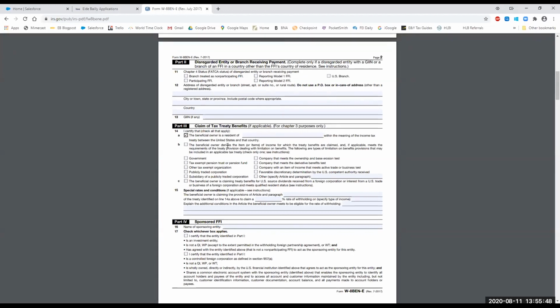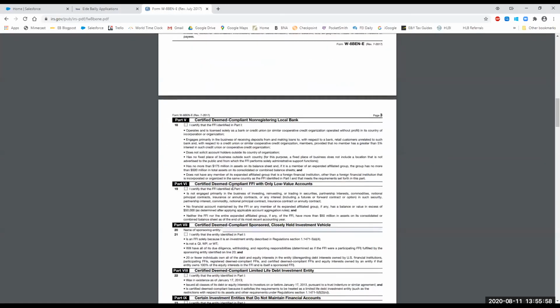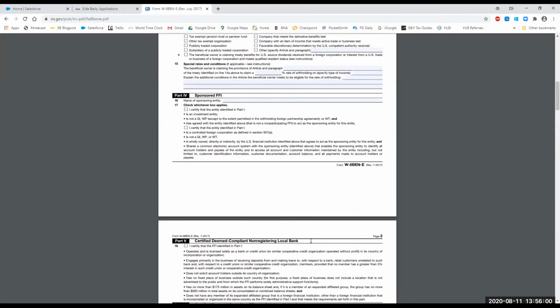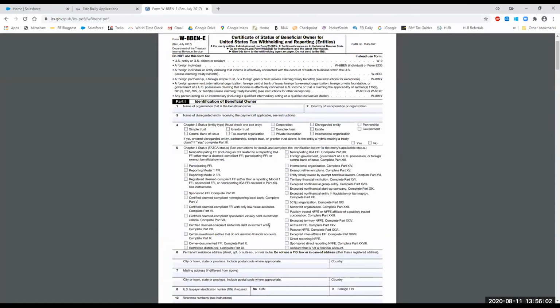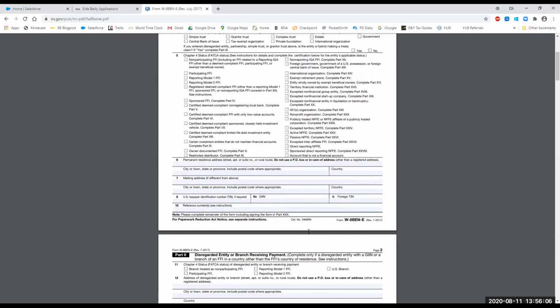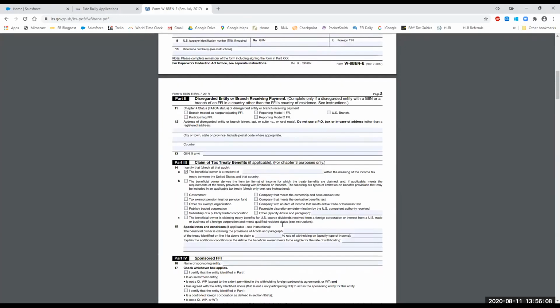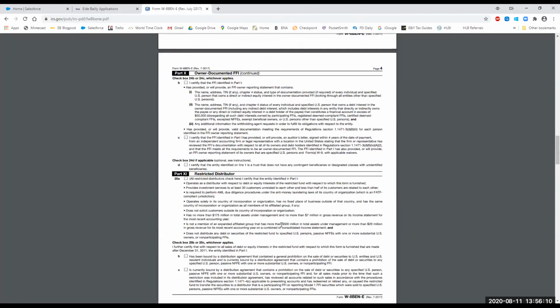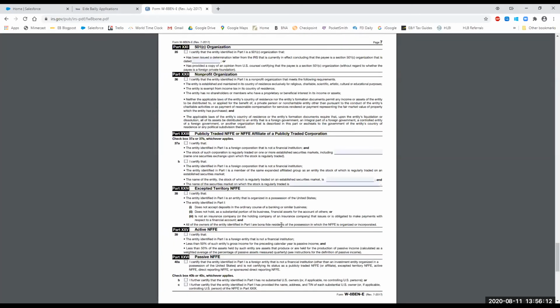And then if there are any special conditions to get a reduced rate under the treaty, you would put that here. After that, all of these sections are really just related to those types of companies that are shown up here, so you can skip through all of them. A lot of times people get this form and they say, oh my word, it's how many pages? Oh my word, how do I do this?